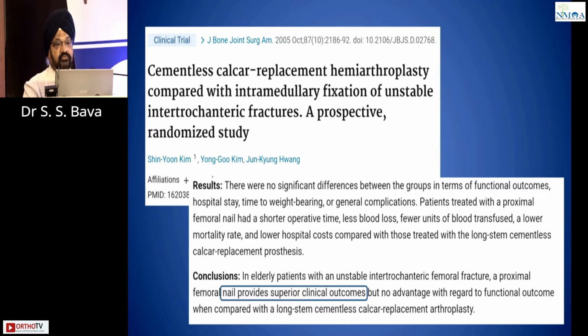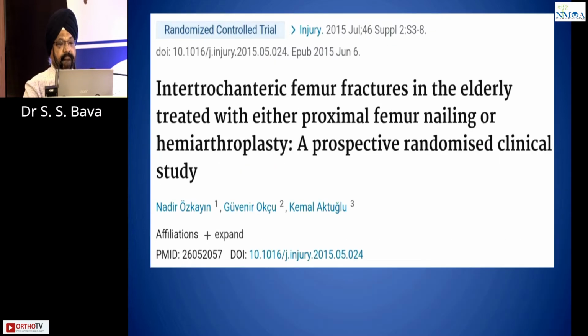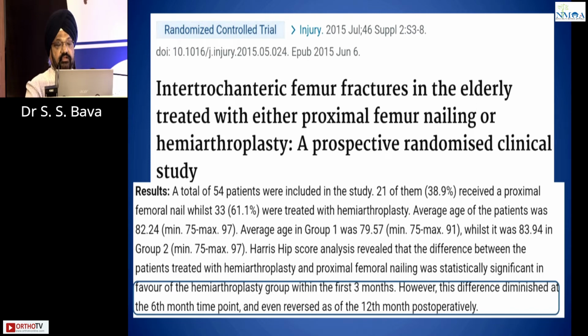This article from way back in 2005 showed that the nail provides better, superior outcomes than hemiarthroplasty. Again, this article compares intertrochanteric fracture in the elderly treated with PFN and hemiarthroplasty. Harris hip scores were initially better in hemiarthroplasty, but after 6 months the difference diminished and even reversed at 12 months postoperatively. So this favors fixation for proximal osteoporotic intertrochanteric fractures.